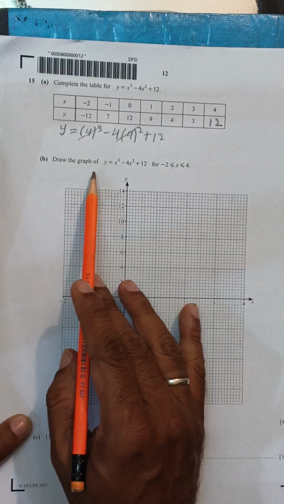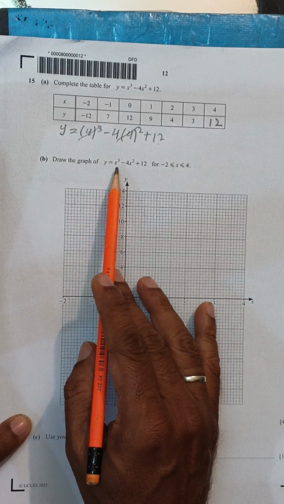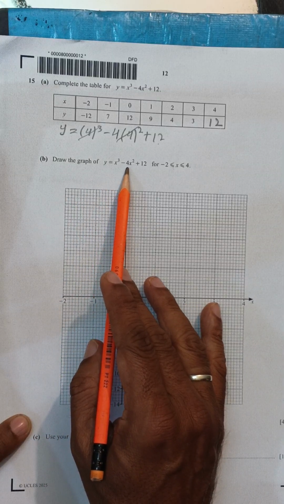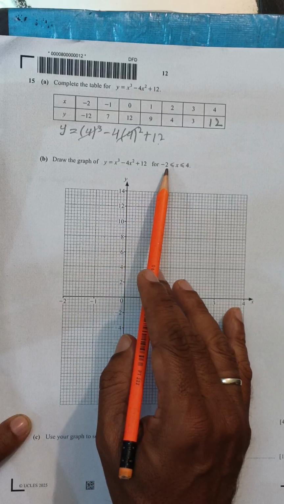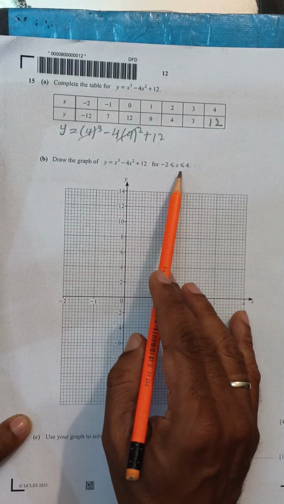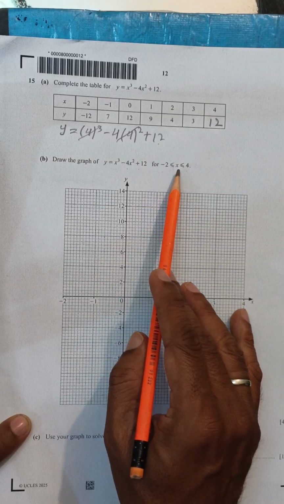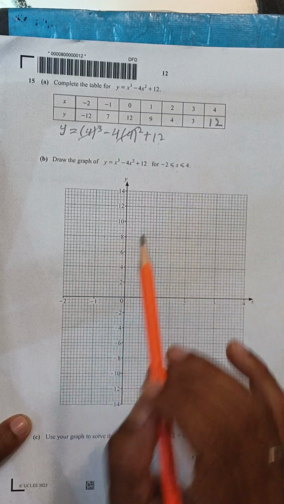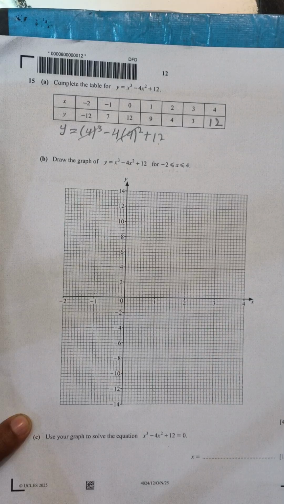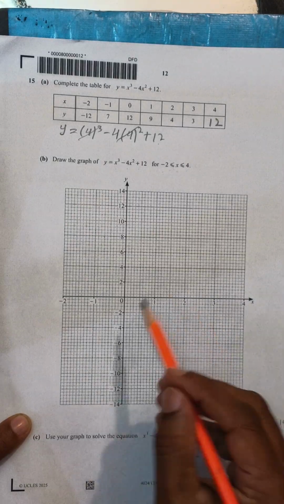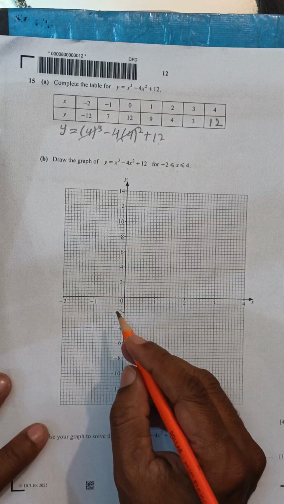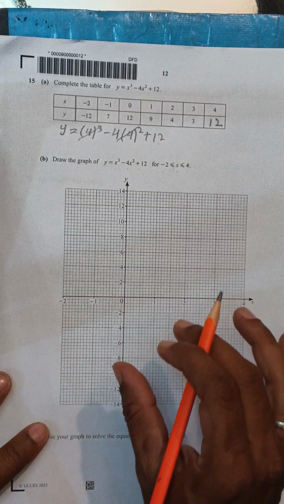Now draw the graph of y equals x cubed minus 4x squared plus 12 between minus 2 and 4, that is, when the value of x is greater than or equal to minus 2 and less than or equal to 4. Okay, you have to find out. So just start with the values. The values are given in the above table, so we are trying to plot these values on the given grid.